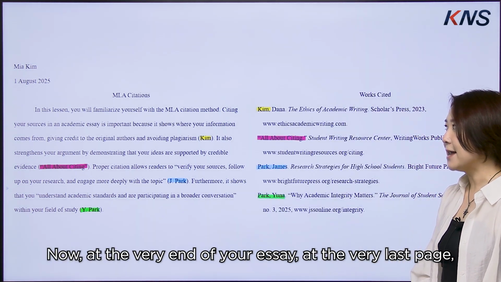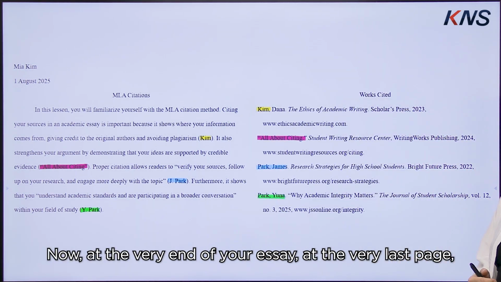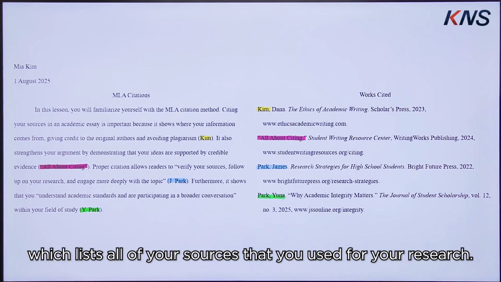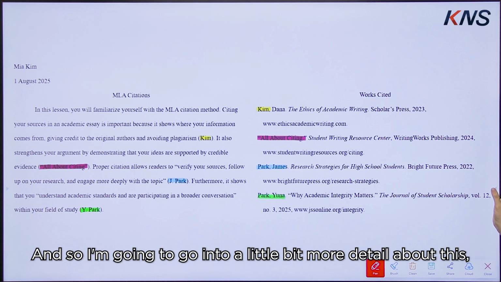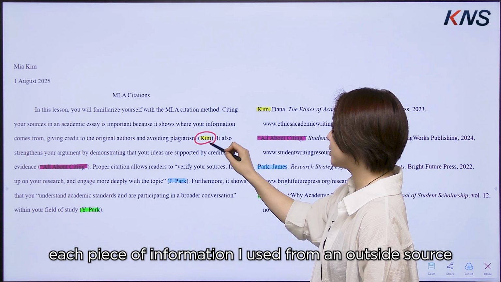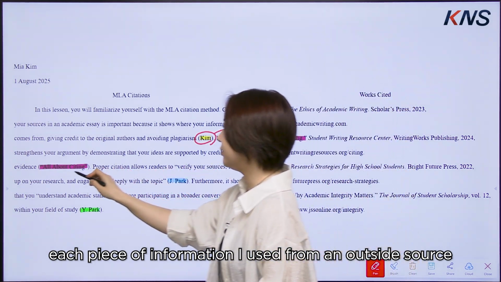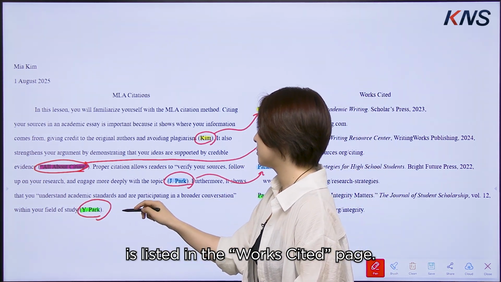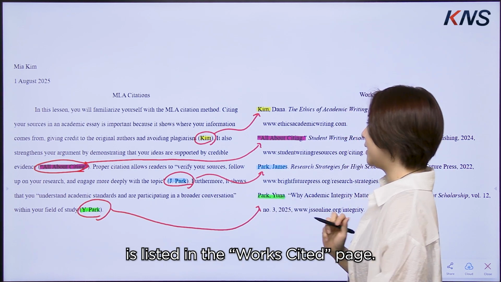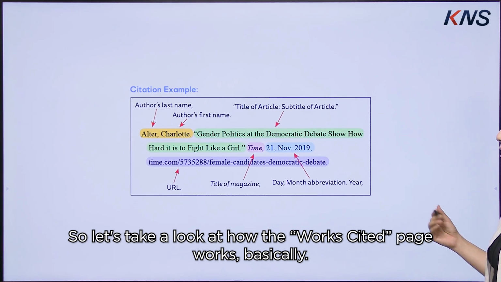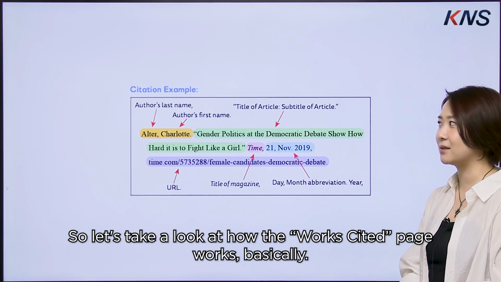Now, at the very end of your essay, as the very last page, you're going to have a works cited page, which lists all of your sources that you used for your research. I'm going to go into a little bit more detail about this, but right now you can see that each piece of information I used from an outside source is listed in the works cited page. So let's take a look at how the works cited page works, basically.